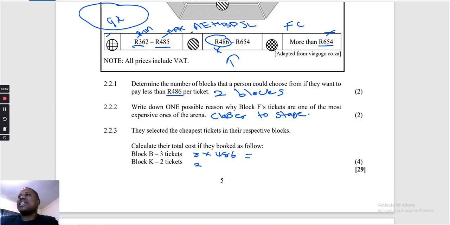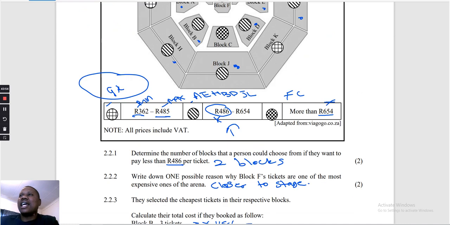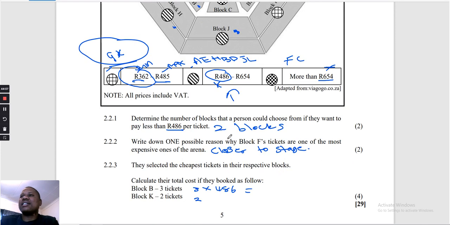But in which block is K? K, how much is the minimum? K, the minimum is here. The minimum is 362. You see, that is why I wrote these letters here. So K, the minimum there is 362. So we're going to multiply here by 362.